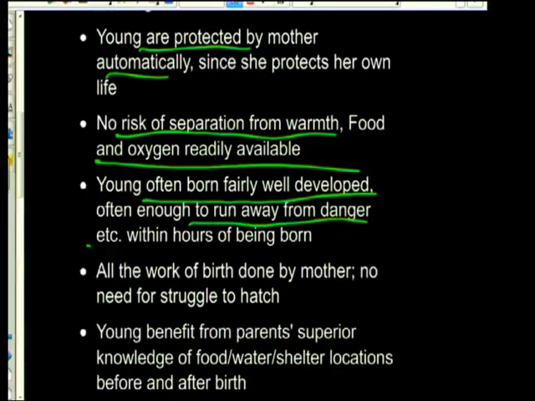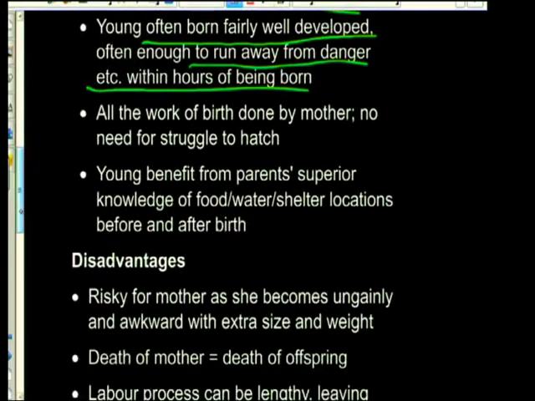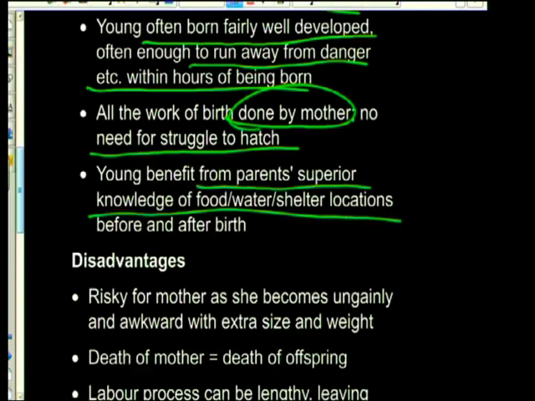And when they are born, they can even run away from danger if necessary. All the work of birth is done by the mother. No need to struggle to hatch. So the young don't have to do much work in this time. No, they don't have to do any work. Young benefit from parents' superior knowledge of food, all that, before and after birth. While they're in the mother's body, they're already getting some knowledge of what to do, when to do, how, and what have you. And after birth, they're going to be suckling from the mother. In other words, they would be drinking milk and getting fed by the mother, and they would watch what she does and learn from that experience.